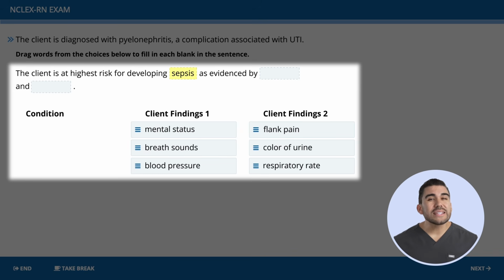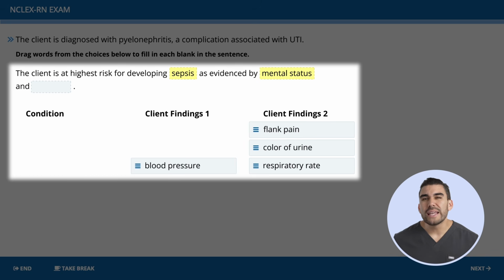So again, the client is at highest risk for developing sepsis, as evidenced by blank and blank. The biggest thing on the NCLEX is mental status changes. Remember, any sudden change in mental status can indicate a worsening condition, in this case, infection. So that is the correct answer. The other options are wrong, and let me show you why. Breath sounds is wrong because that's a risk for atelectasis, but doesn't really relate to a kidney infection. Neither does blood pressure. The current blood pressure is normal, but hypotension would suggest sepsis. Now for the next client finding.